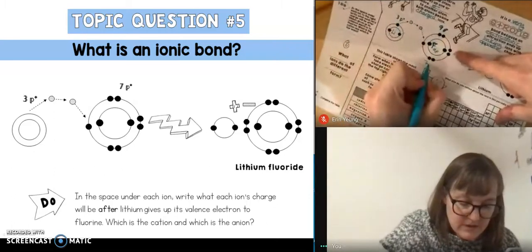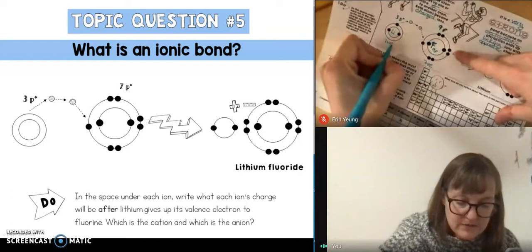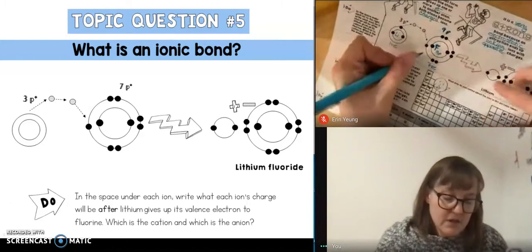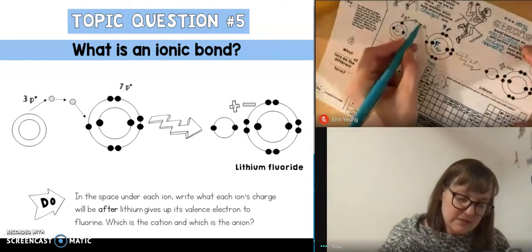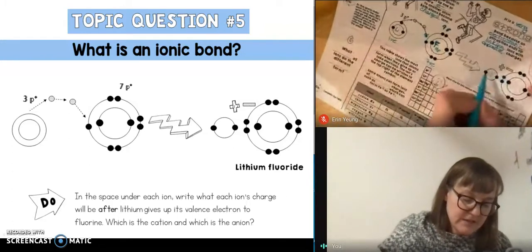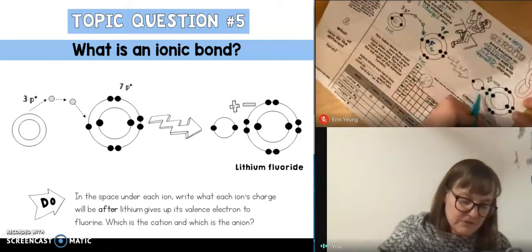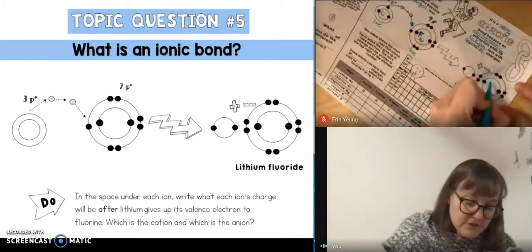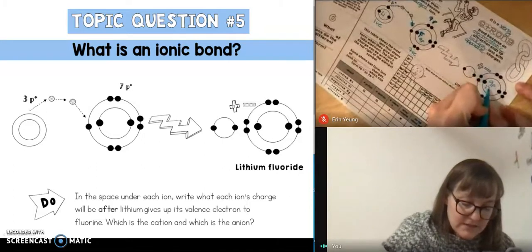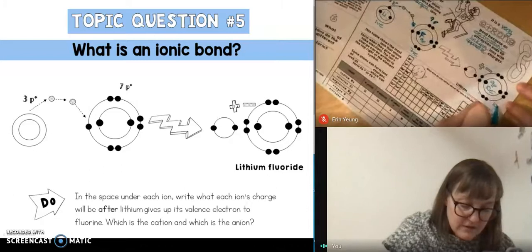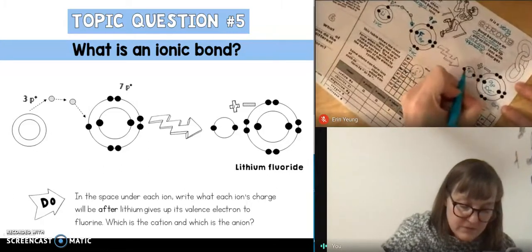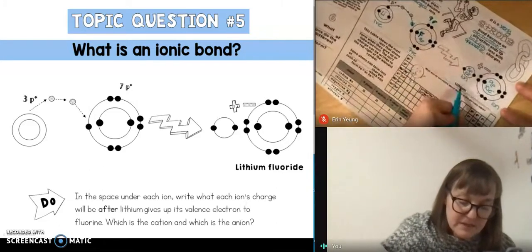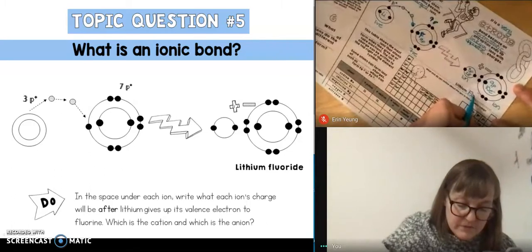So 7 valence electrons, and this has 1 valence electron. So this wants to get rid of the 1, this one wants to take 1. So this one sends over its electron and says, here, you can have it. I'm going to give it to you. So you now have 8 on the outside, 2 on the inside. So you have 9 protons and 10 electrons. So you're an ion. Here we have 3 protons and 2 electrons, so we are also an ion here, and this will become lithium fluoride.